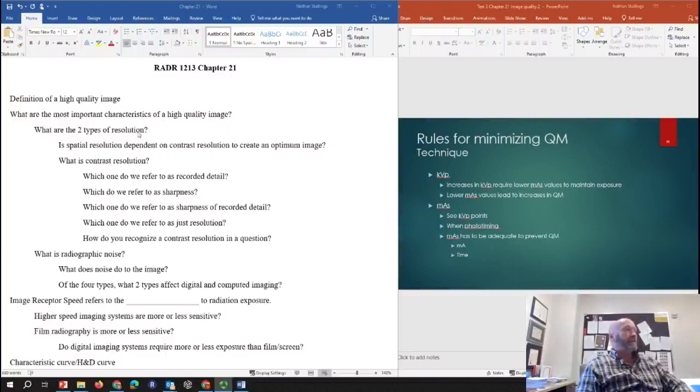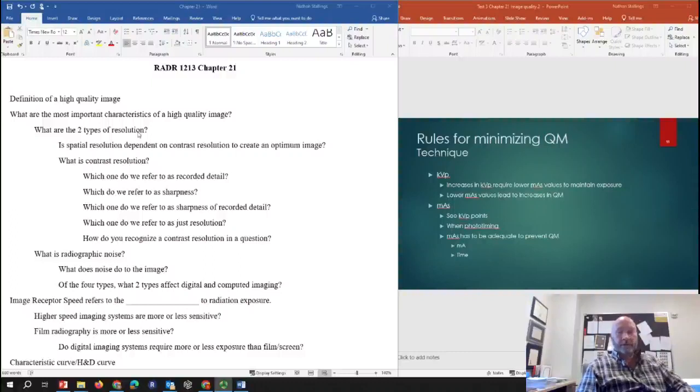So there are two types of resolution, and we went through those in the last section before the last test. Neither one is really dependent on the other to exist, but in order to have a quality image, you have to have both. It doesn't matter if you have perfect spatial resolution if you're completely covered up with fog or overexposed, so that you've flooded the image receptor with so much radiation that you can't see the structural lines, then you lose contrast. So you have to have contrast resolution, and you have to have spatial resolution for an optimum image.